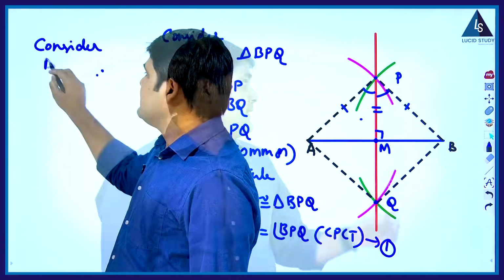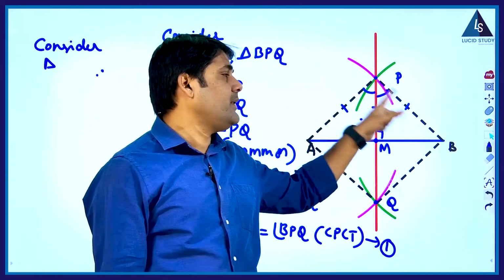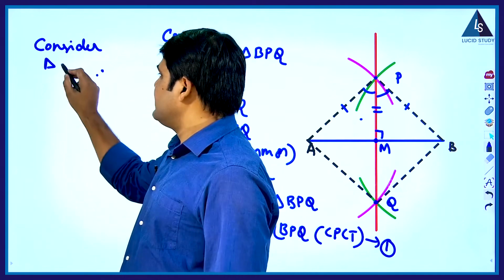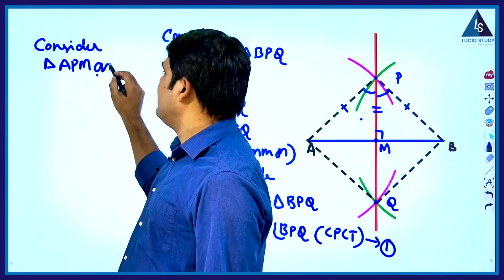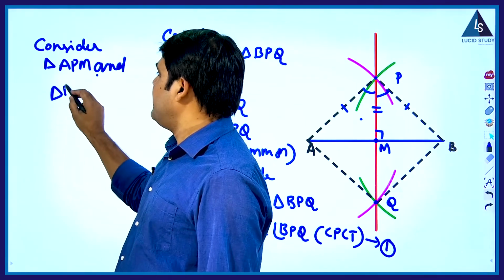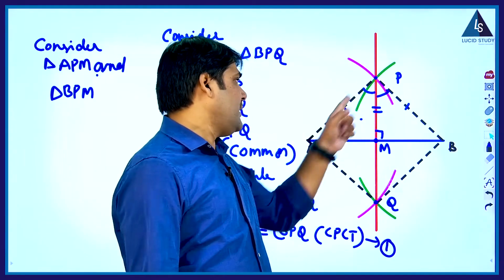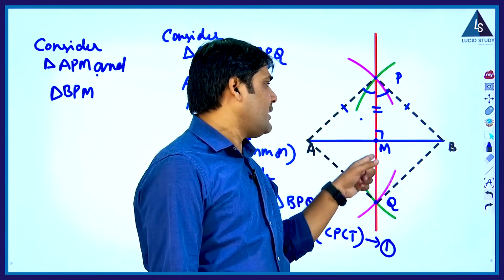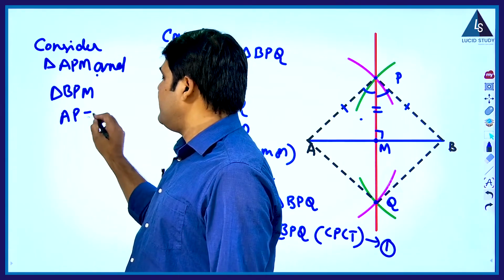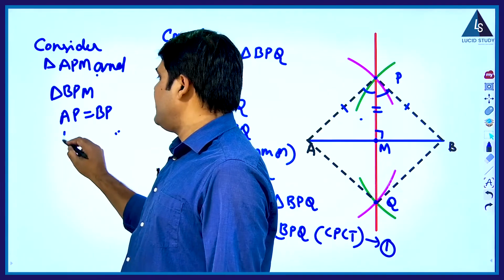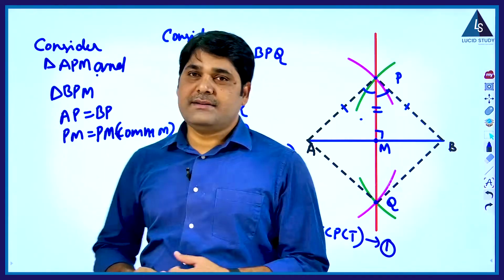Consider triangle APM and triangle BPM. So in triangles APM and BPM, AP is equal to BP and PM is a common side. So AP is equal to BP and PM is equal to PM, common.